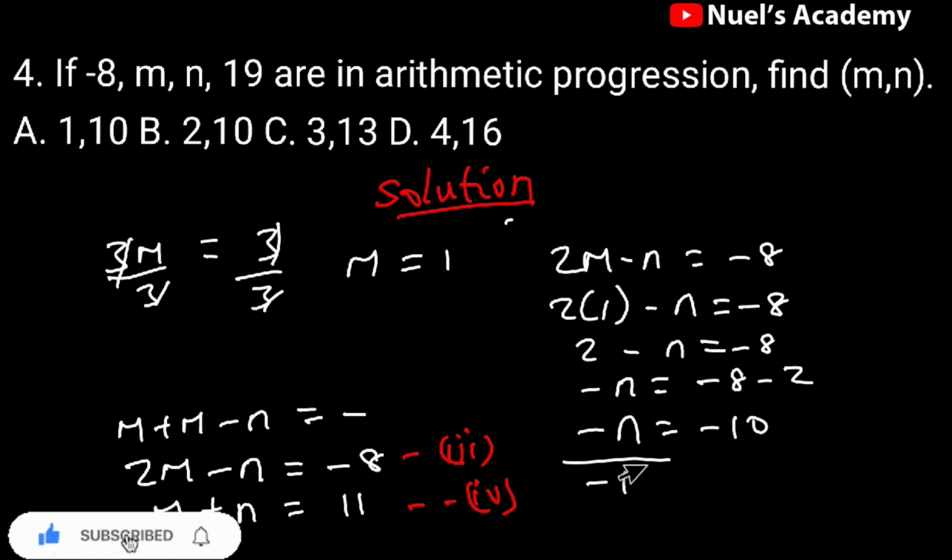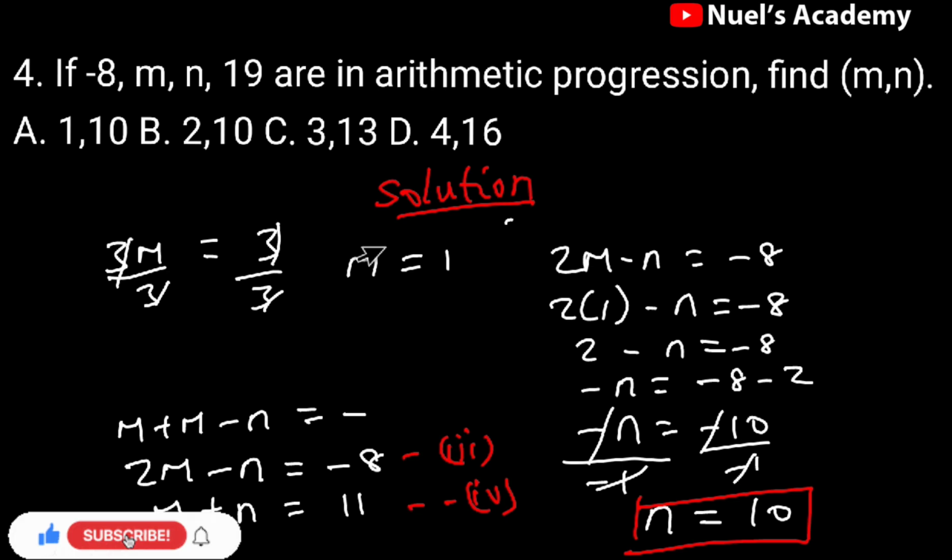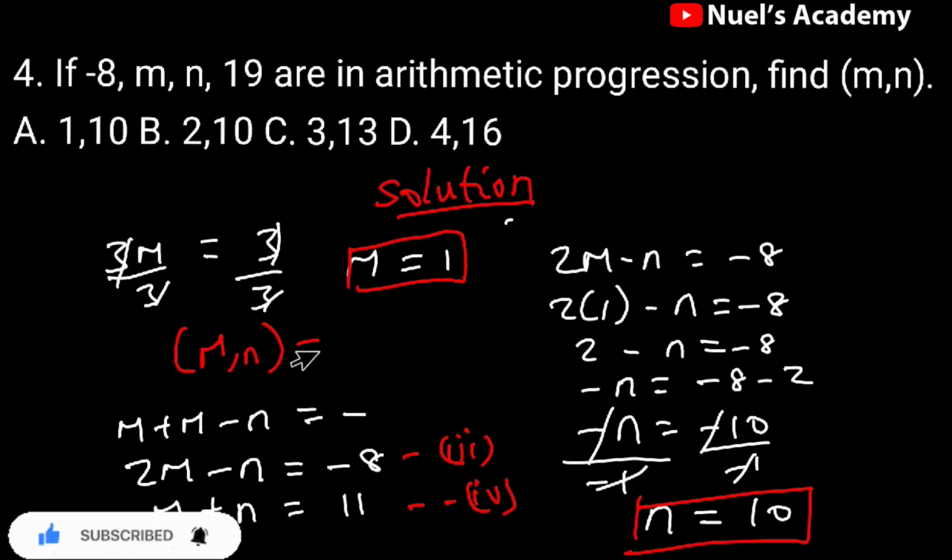Let's divide both sides by minus 1. This and this will cancel. We have that n is equal to, the minus signs will cancel, so 10 divided by 1 is equal to 10. So this is the value of n and this is the value of m. Now the final answer is that m comma n is equal to 1 comma 10. And so the option here is option A.